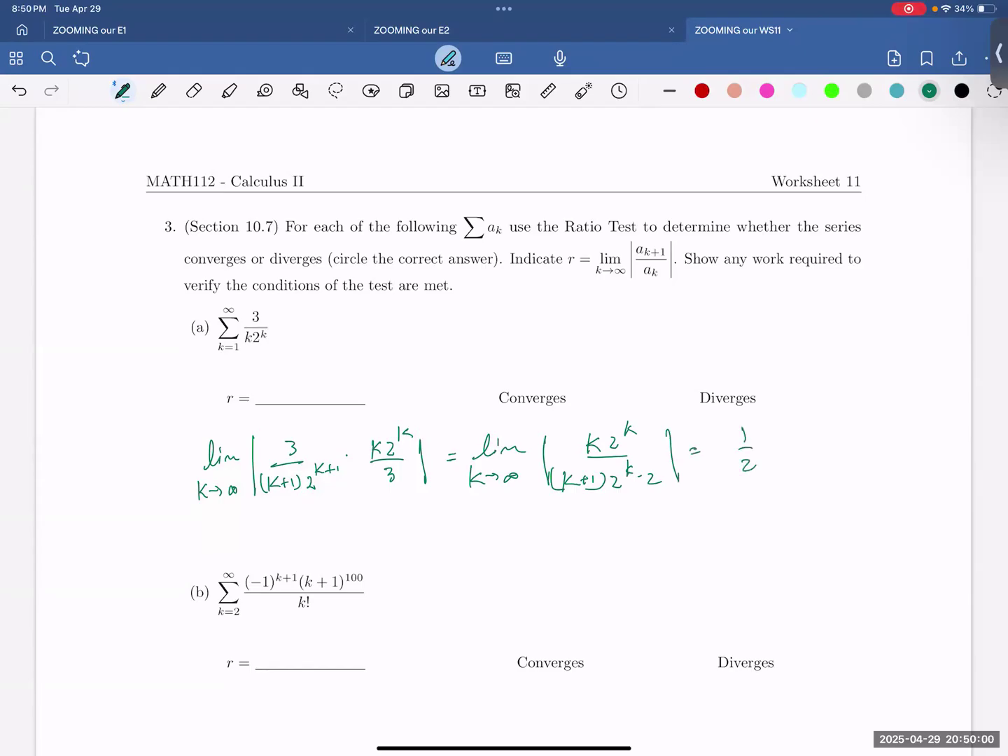And we have a half times the limit as k goes to infinity of k over k plus 1. You don't need the bars anymore because this is positive anyway. And that's 1. So we end up with a half times 1, and that's less than 1. So our R for the ratio test is our limit, and that's 1/2. It's less than 1, so our series converges.